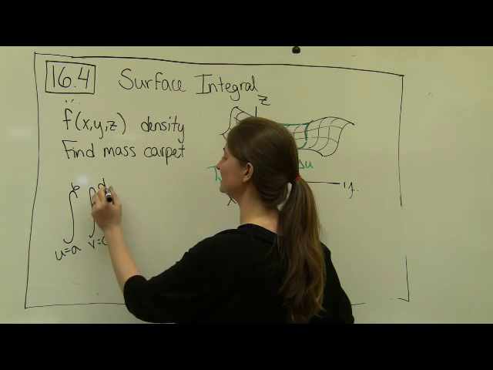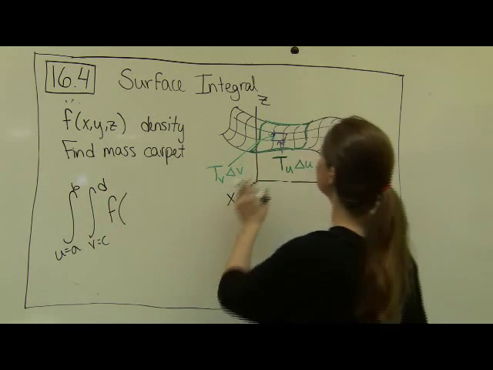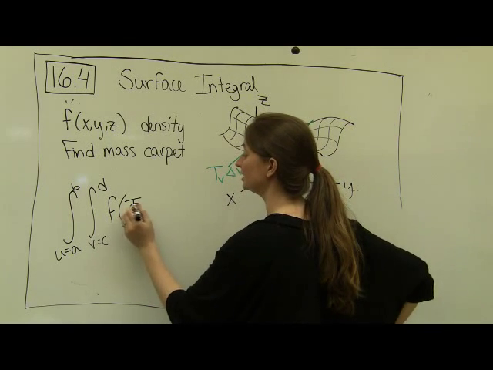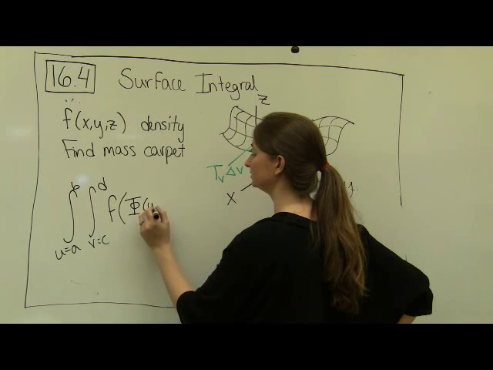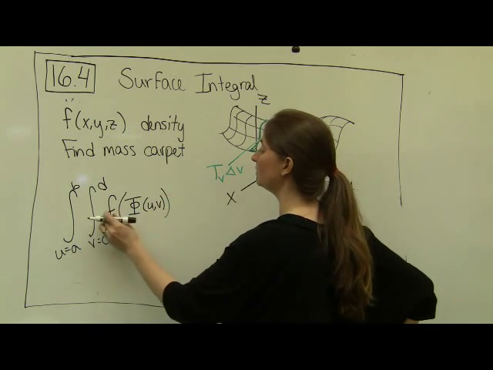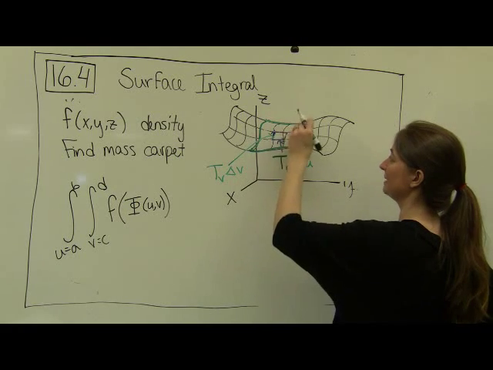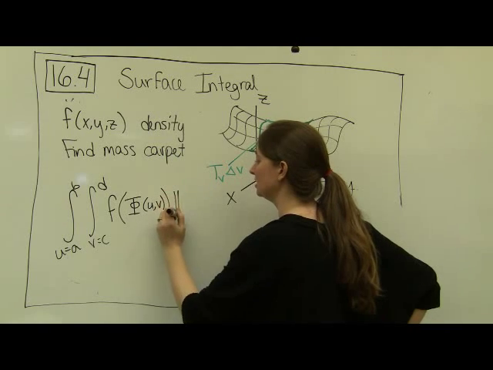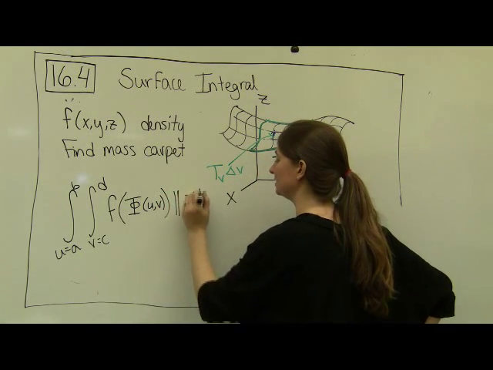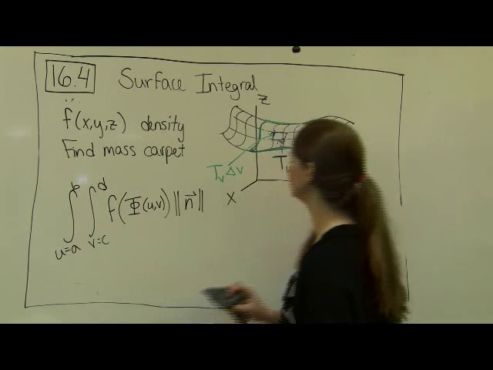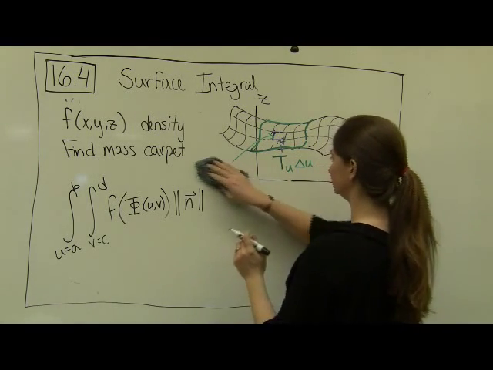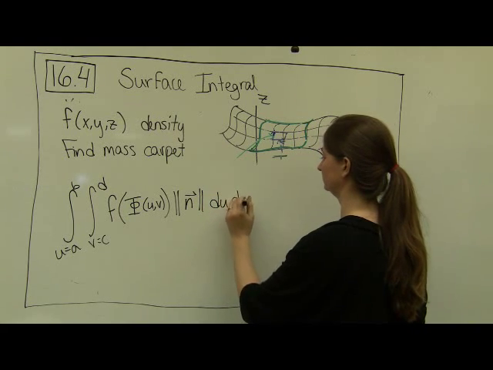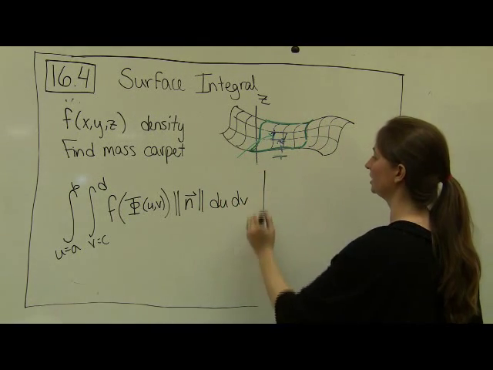And I'm going to take my density function and I'm going to plug in whatever my function for my magic carpet is. This is my parameterization of my magic carpet, because I want to know what is the density at each of these places in my magic carpet. But then I also have to take into account how big the magic carpet is. So the area of that magic carpet is given by the magnitude of the normal vector, du dv. So this is what we call a surface integral.